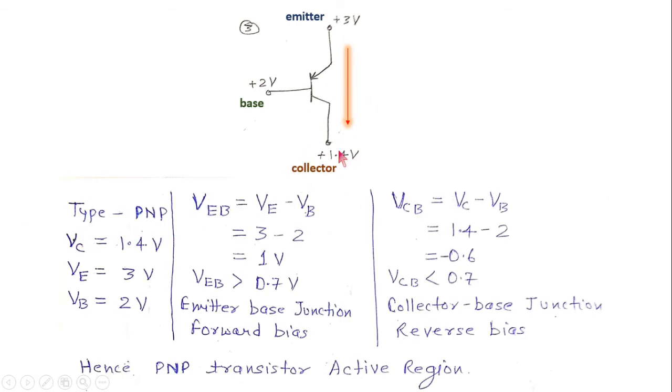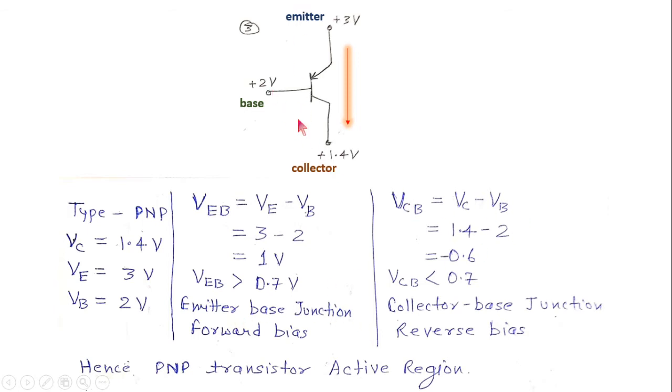Collector voltage is 1.4 volt, emitter voltage is 3 volt, base voltage is this time 2 volt. Okay, now for PNP transistor we evaluate VEB, VE minus VB. VE is 3 and VB is 2, so 1 volt. VEB is 1 volt, which is greater than 0.7. It means the emitter base junction is in forward bias.